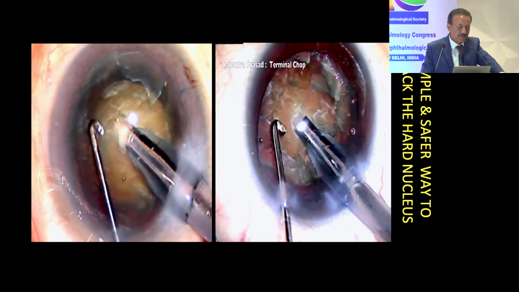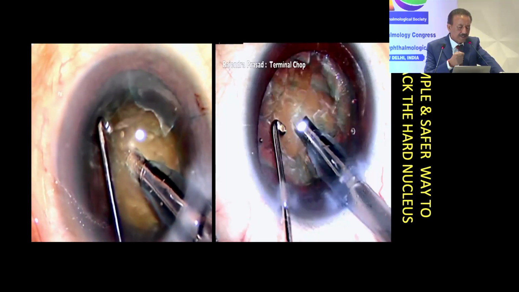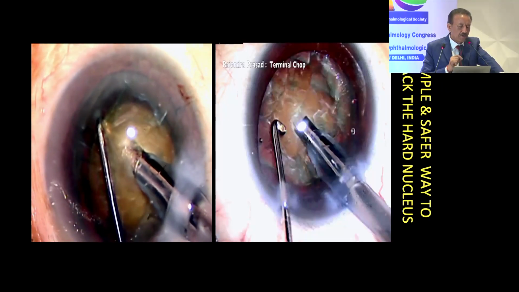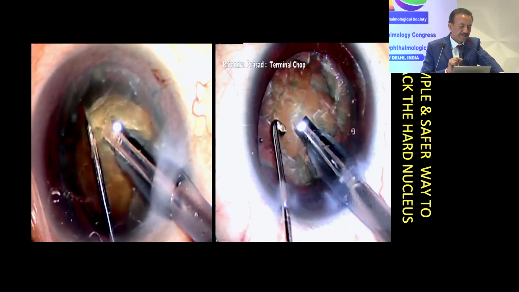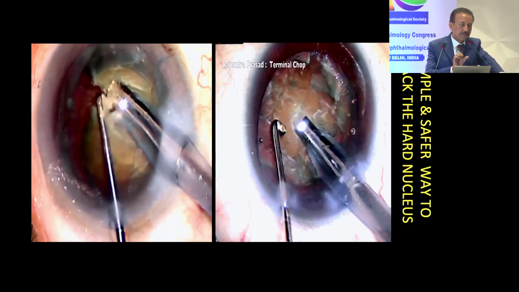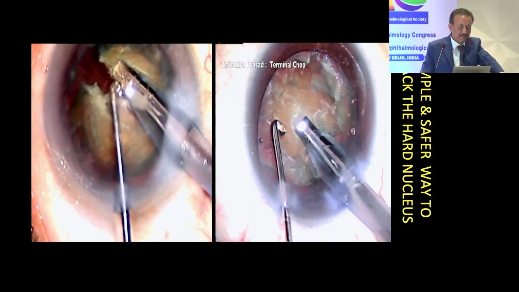where you have a very, very hard nucleus. I'm just trying to hold it just within the equator, slightly draw it, go around, hook it, and then see the crack happens here at the equator. And then you have to slightly split it, and you get a complete cracking of the nucleus, full thickness cracking.